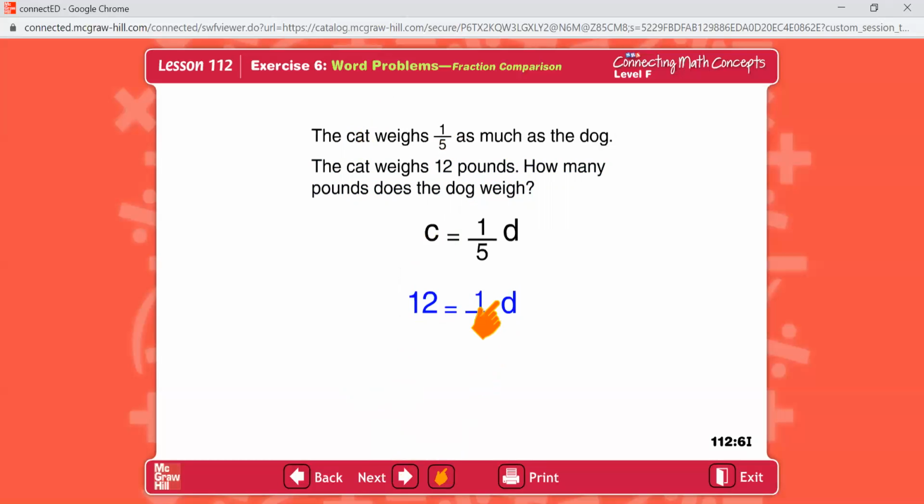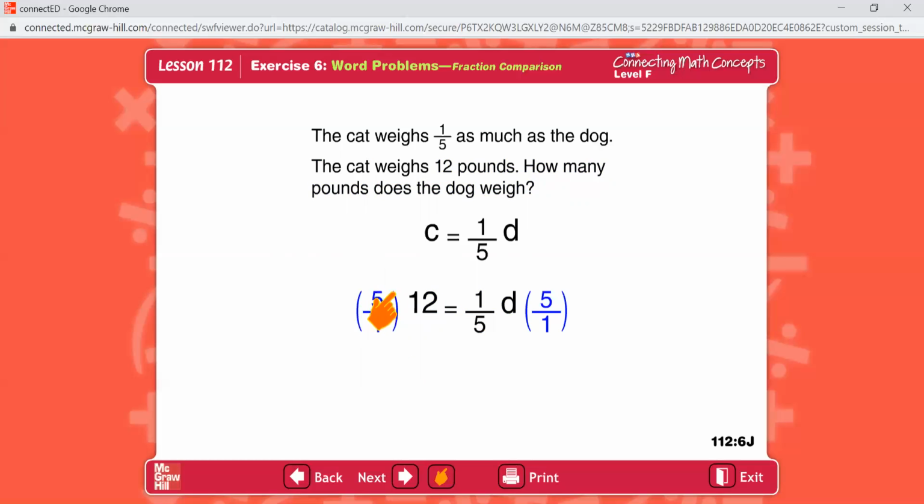Now I need to get D all by itself because I need to know the weight of the dog. So I will multiply this side by the reciprocal of 1/5. The reciprocal of 1/5 is 5 over 1. I need to also multiply this side by the reciprocal of 1/5, 5 over 1. Now I have D all by itself. So my new equation is 5 over 1 times 12 over 1.